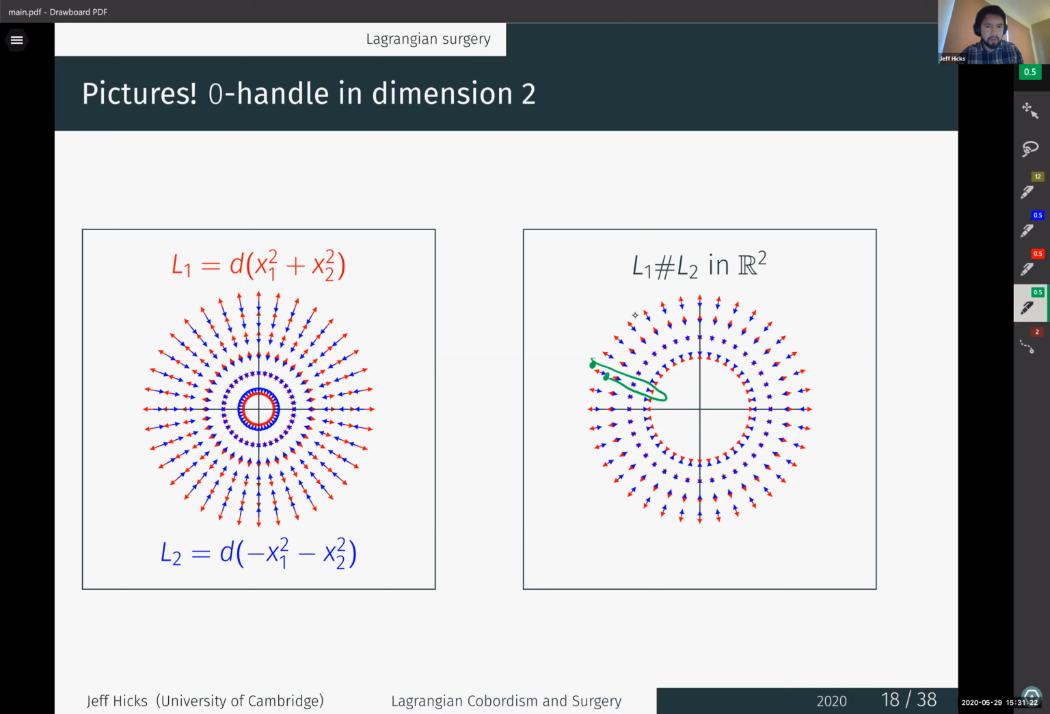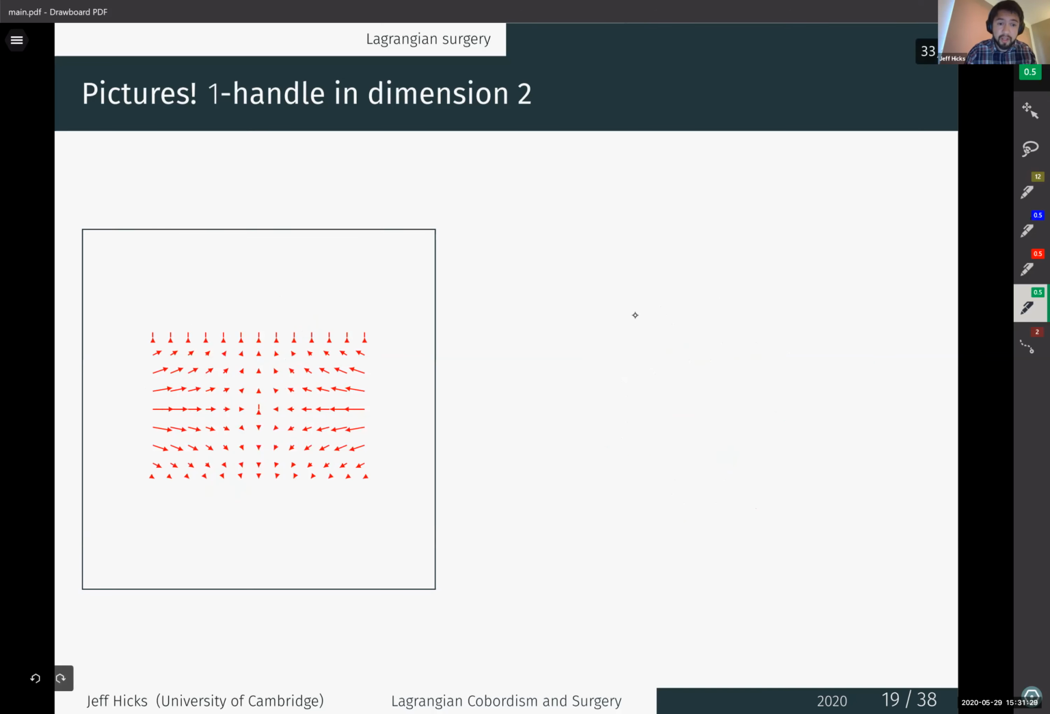So these are some warm-up pictures for the example that I really want to get to, which is a one handle in dimension 2. So again, I'm going to draw this as some section of the cotangent bundle of R2. I don't actually have a precisely written down primitive for this vector field, but it looks like it has an index 1 critical point over here in the center, and then it kind of flows out to the side and drops off to 0 size on the side.